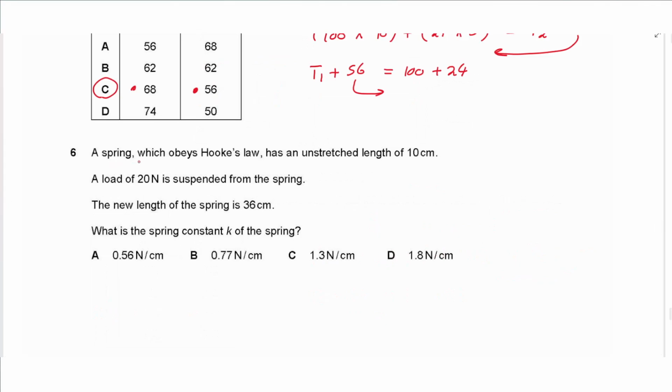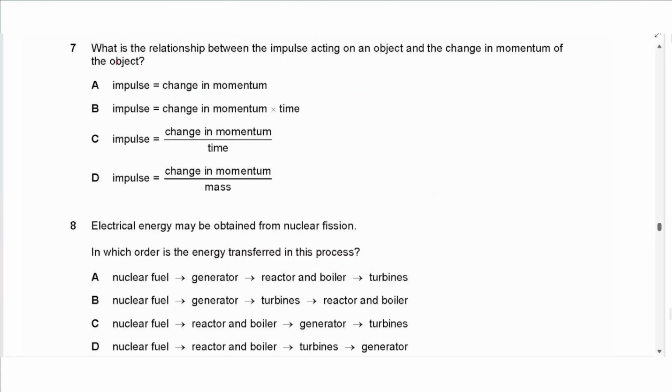Question 6 says a spring which obeys Hooke's law has an unstretched length of 10 centimeters. A load of 20 newtons is suspended from the spring. The new length of the spring is 36 centimeters. What is the spring constant K of the spring? K is equal to the force divided by the extension. So we divide the weight or the load, 20 newtons, by the difference in length. So we calculate 36 minus 10. That gives an answer of 0.769, which is approximately 0.77 newton per centimeter. So we choose B.